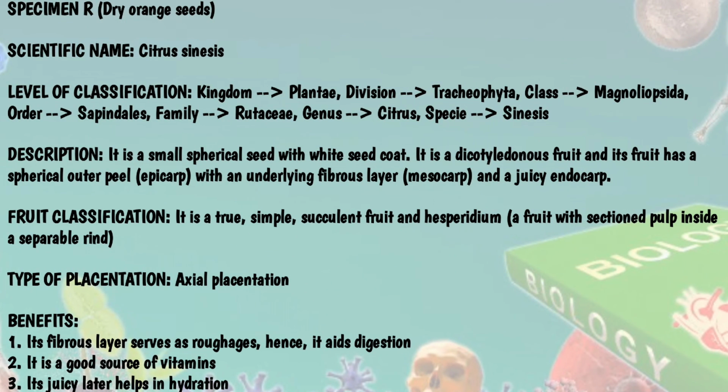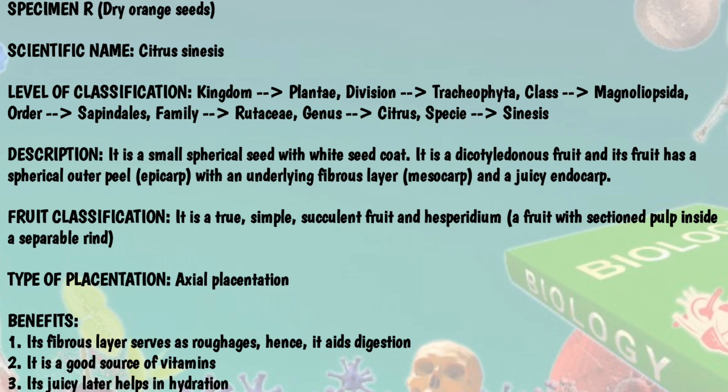So we move on to take the last specimen, which is the dry orange seed, and its scientific name is Citrus sinensis. So it has levels of classification all the way from the kingdom down to the species. So by description, the orange seed, or the specimen given to us, is a small spherical seed with a white seed coat, and it's a dicotyledonous fruit because it bears two seed leaves, and its fruit is spherical with an outer peel and no underlying fibrous layer. I'll talk about it some later. That's why orange falls under what we call the hesperidium.